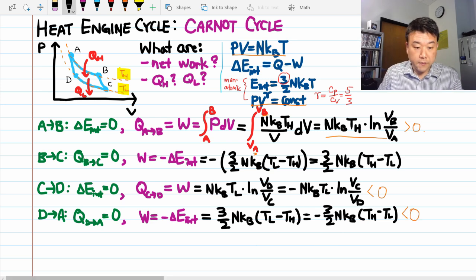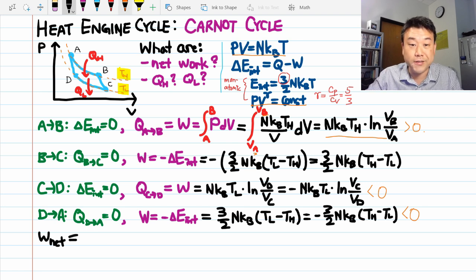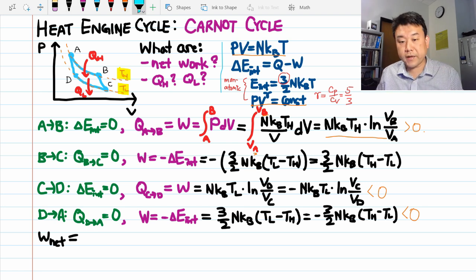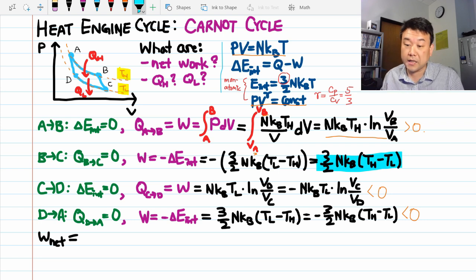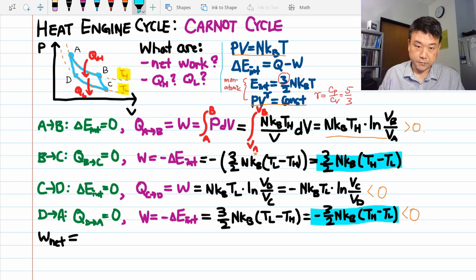Alright, let's start out with the first question. What is the net work done? And as you look at the expressions we derived, I hope you notice something interesting. The work done during adiabatic expansion B to C is equal in magnitude to the work done on the gas during the adiabatic compression from D to A, and opposite in sign. So the work done during adiabatic expansion and compression will just cancel each other out, and we only need to calculate the net work between the isothermal expansion and isothermal compression. Alright, let me write that out.